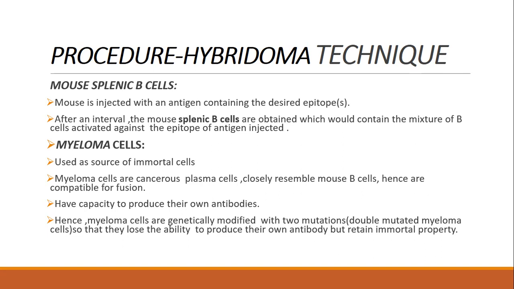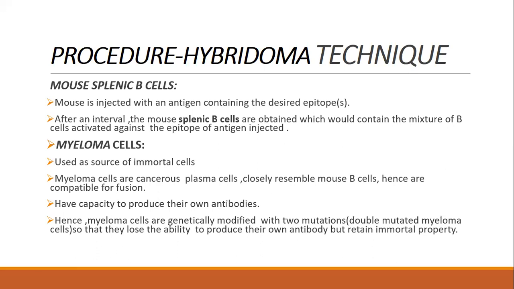Now, the myeloma cells used are genetically modified with two mutations, and this is known as a double mutated myeloma cell. Why do we mutate the myeloma cell? Because they lose the ability to produce their own antibody, but retain the immortal property. So for the fusion, we basically mutate the myeloma cells so that they lose their ability to produce their own antibody but retain the immortal property. So in short, this is the first procedure of the hybridoma technique.